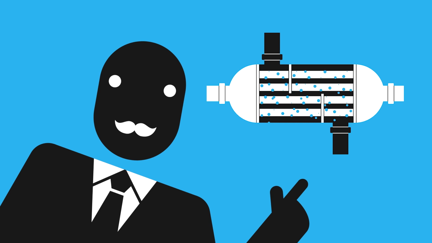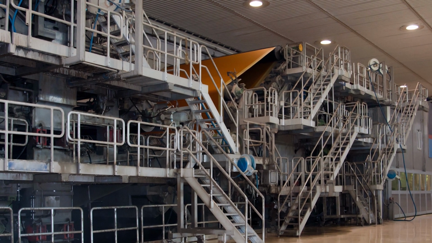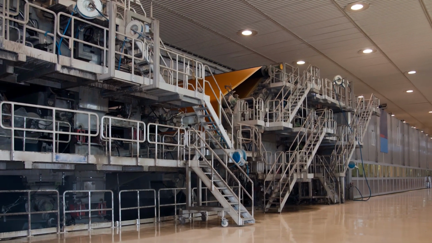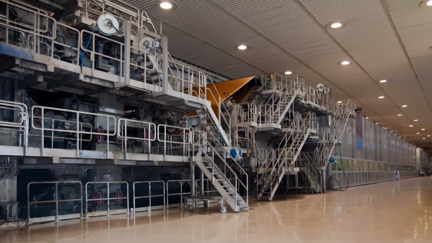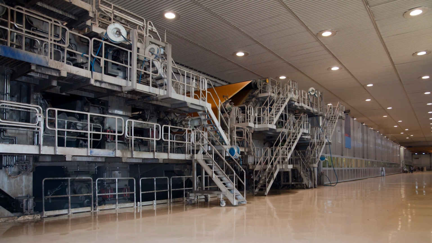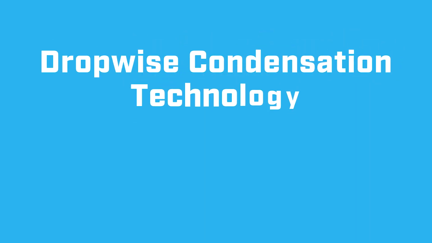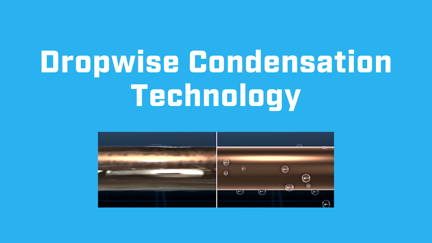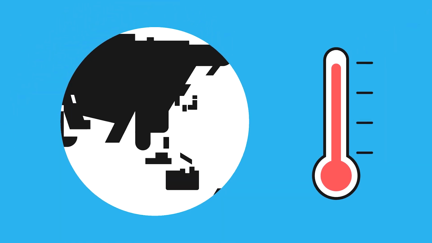Dropwise Condensation technology can be easily deployed today. And this is why KURITA's Dropwise Condensation technology has been deployed within numerous industries, including pulp and paper. KURITA's Dropwise Condensation technology not only boosts productivity, but it also cuts energy consumption, reducing CO2 emissions.